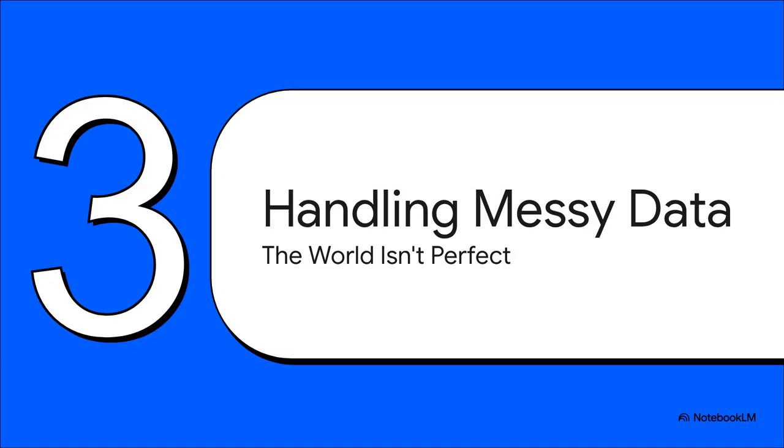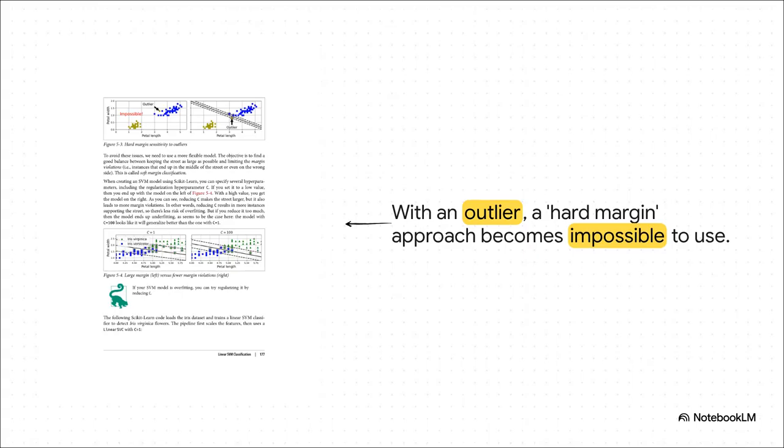Now, this maximum margin idea is fantastic for perfectly separated data. But let's be real. Real-world data is almost never that clean. It's messy. So, what happens when you get an outlier? You know, a single blue square that's on the wrong side of the neighborhood. All of a sudden, our super strict rule that there can be nothing on our street becomes impossible. This rigid approach is called a hard margin, and it just breaks down here.